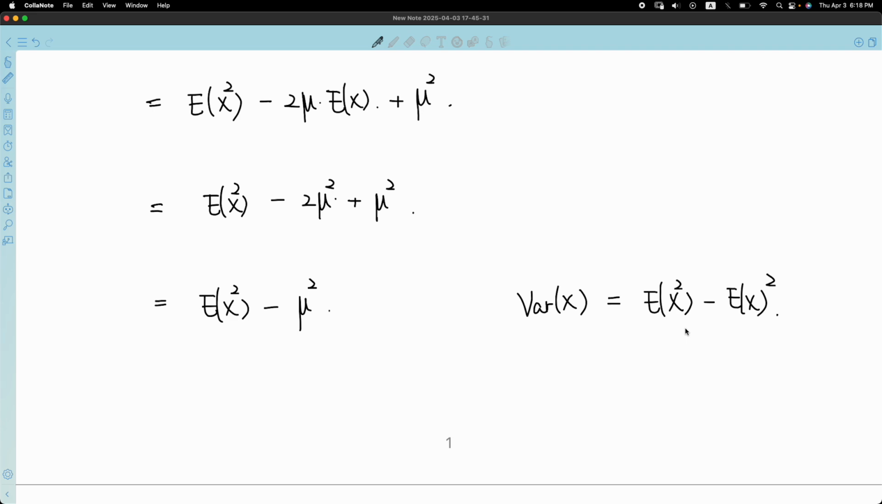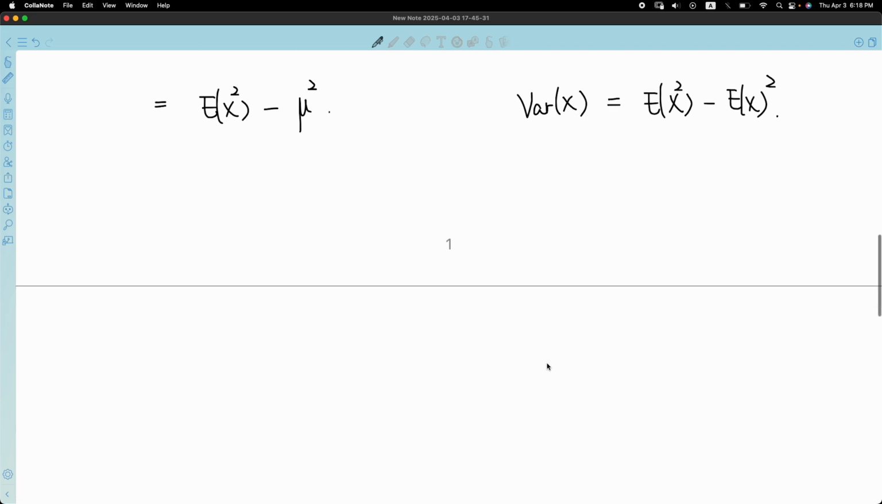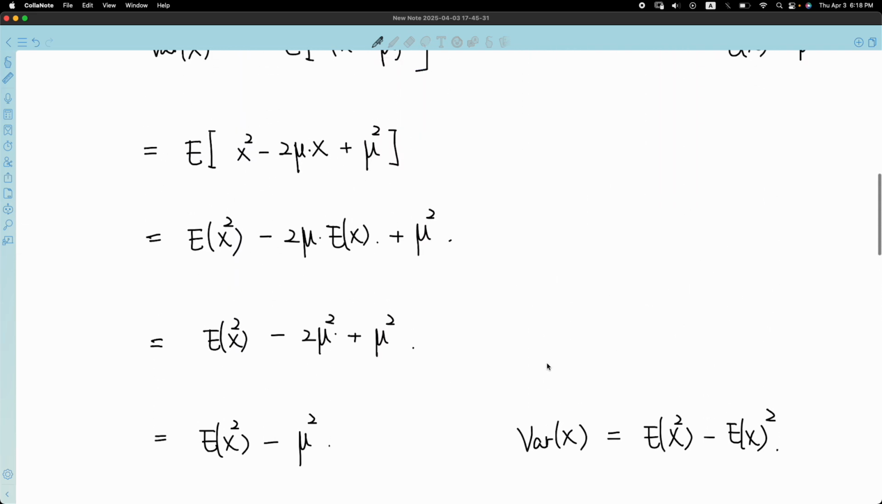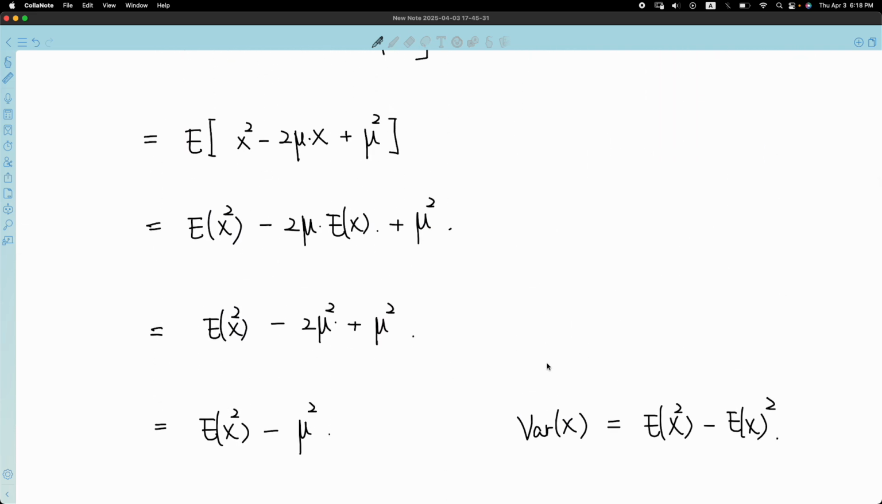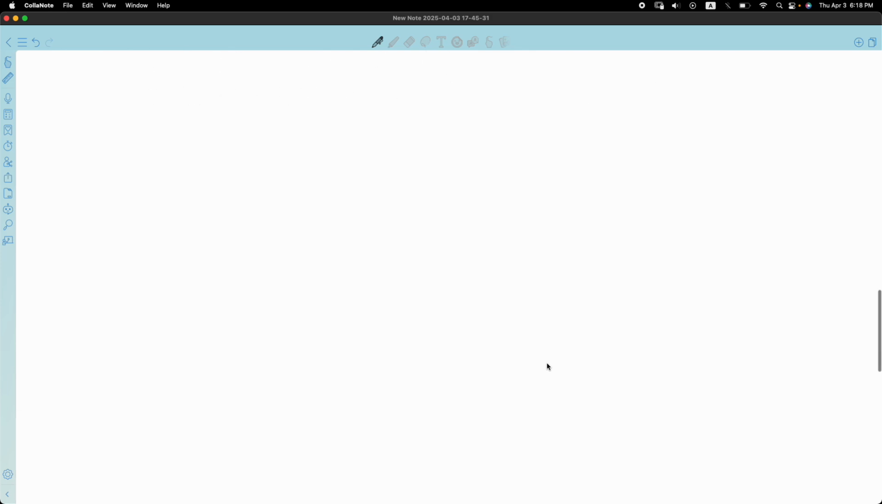Okay, so now we are ready to do some examples. Any questions up to this point? Now we're just going to do some examples for particular distributions. Okay, let's do an example. Whenever I write EX, this is for examples.